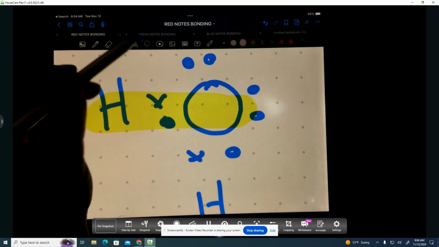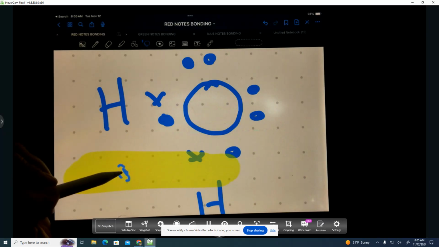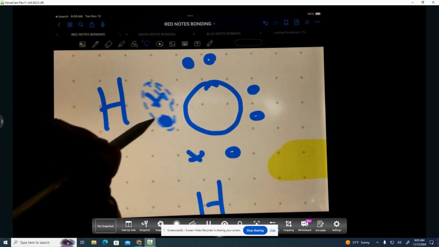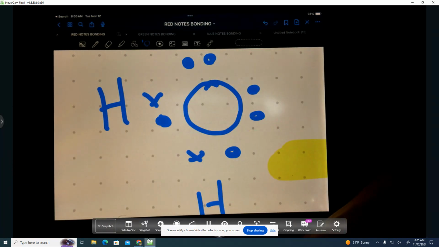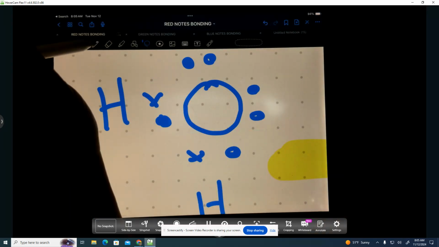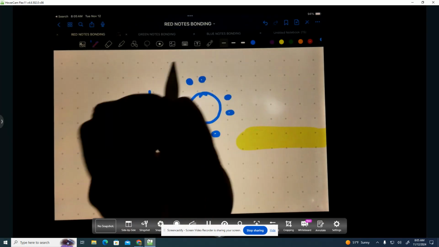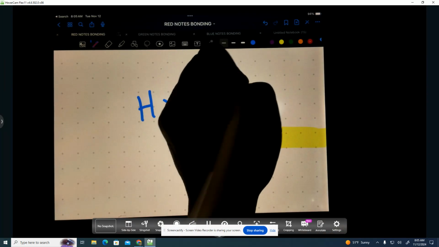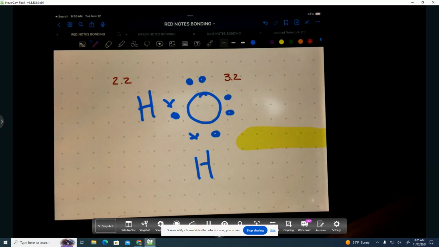They are right now trying to, let's get rid of this for a second. Let's move that. They're fighting over these electrons. Okay? Who's winning the fight? Oxygen. Why do we know oxygen is winning the fight? Well, oxygen has an electronegativity of 3.2. I'm going with that. And hydrogen has an electronegativity of 2.2.